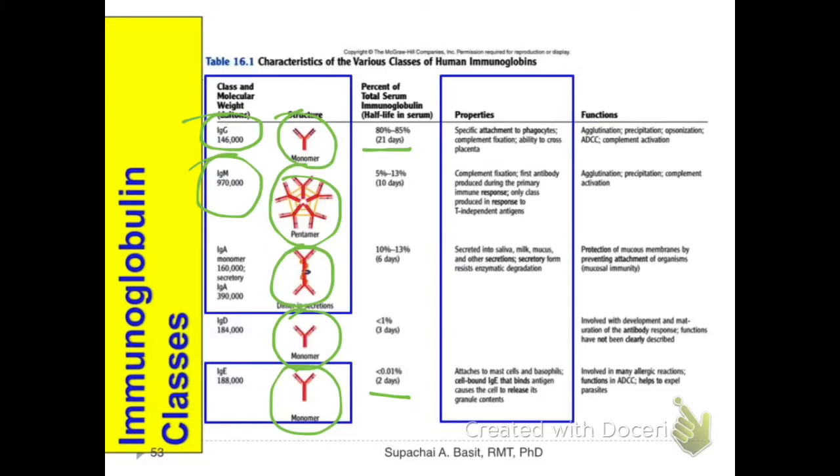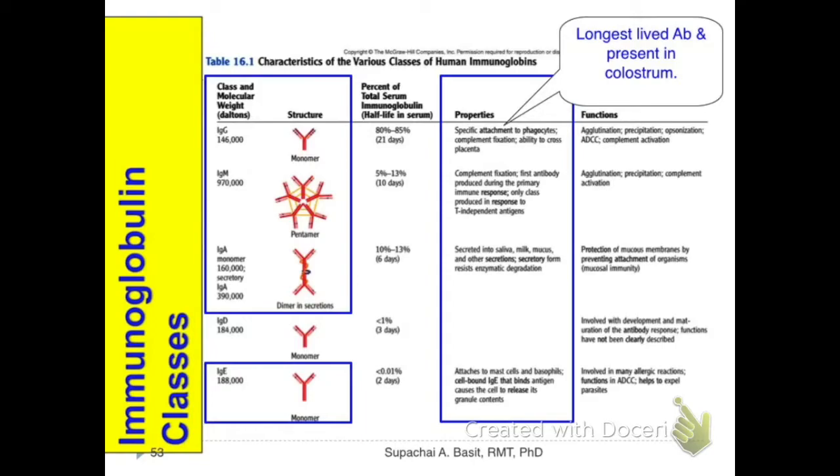In terms of concentration, the most abundant immunoglobulin in the serum is IgG, about 80 to 85%. The lowest in concentration is IgE. But IgE's concentration could increase up to 10 times during parasitic infection or allergic reaction. Okay, so you might want to read the properties and functions of this immunoglobulin.